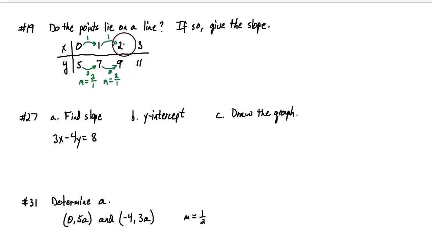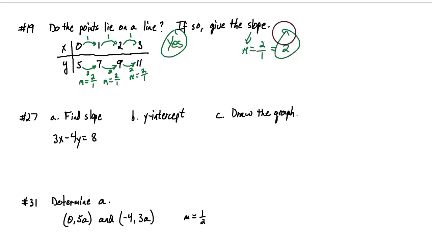One more to go. From 2 to 3, x has changed by 1. From 9 to 11, the y has changed by 2. If you make a rate out of that, the y changed by 2 when the x changed by 1. Notice you have the same rate of change from dot to dot to dot, so those dots must line up on a line. We're going to answer the question yes. Because they do line up on a straight line, we can find the slope, and we already did that. Our slope is 2 over 1, which reduces to just a 2.